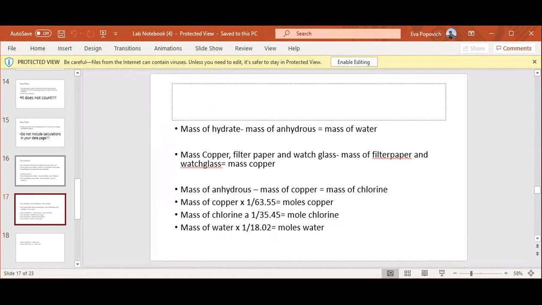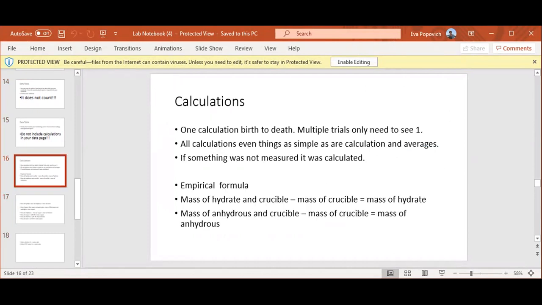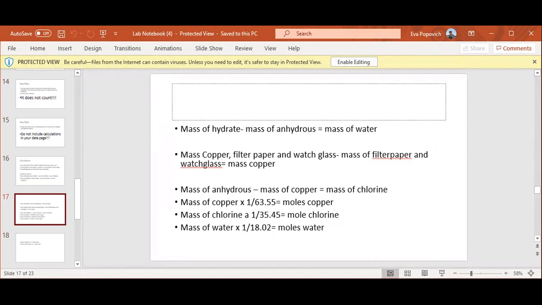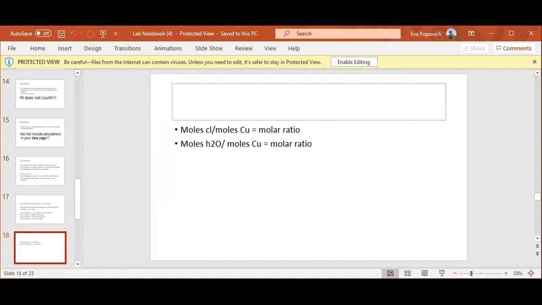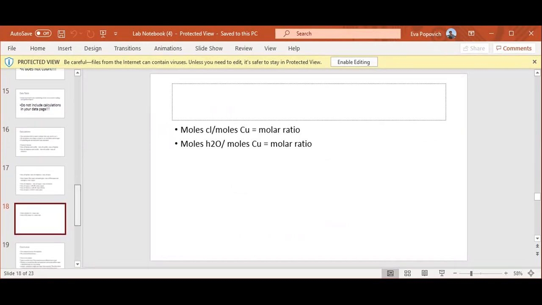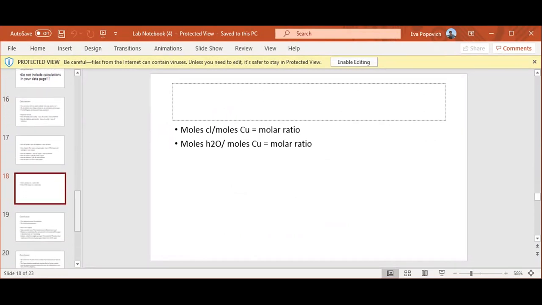So the calculations, if I'm doing the empirical formula, this is all the calculations that are involved. I want to see everything. I want to see all those calculations. That's what I mean from birth to death.